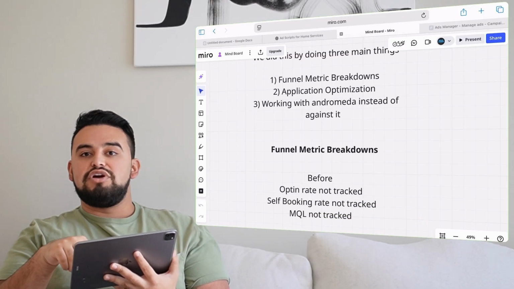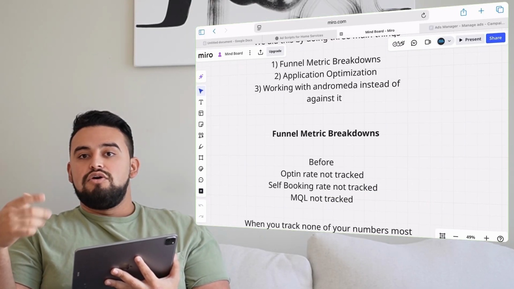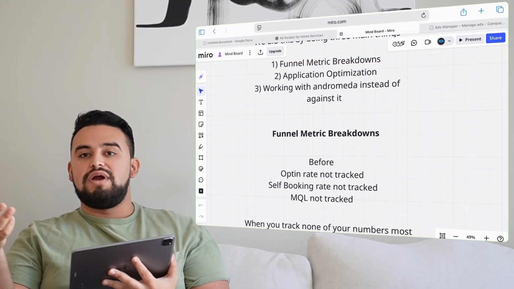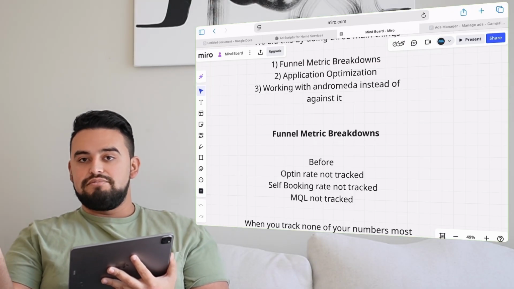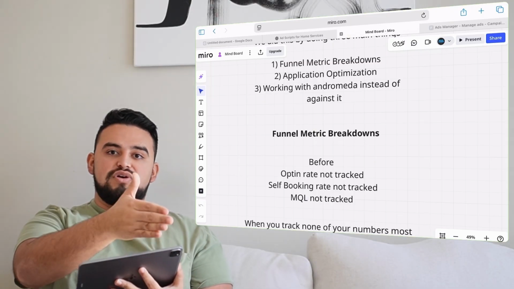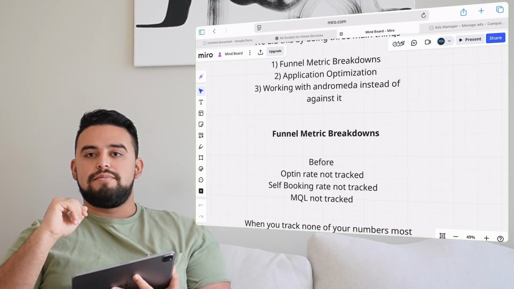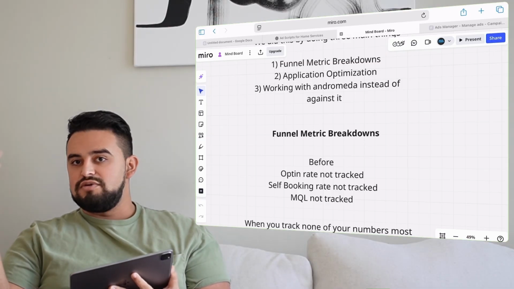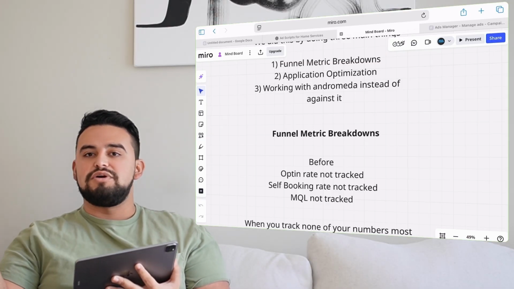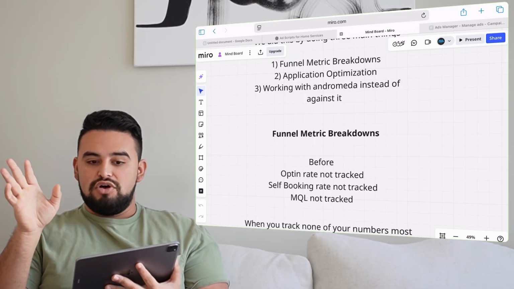And so funnel metric breakdowns, what do I mean by this? Well, let me ask you, what do you actually track in your funnel right now? What stats do you track? Because if you're like most people, you track how much do I spend to how many results do I get. So if I spend $1,000, basically all I know is I got 10 leads, right? $100 a lead, okay? That's what most people do.